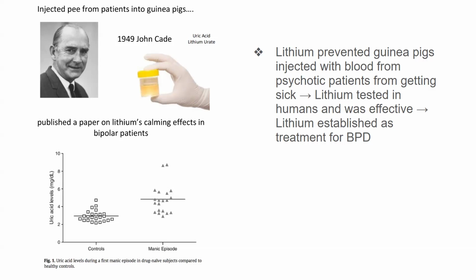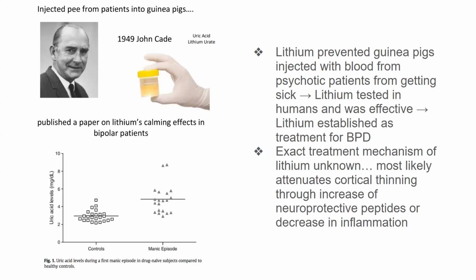And so even though we used to believe that lithium broke down uric acid levels, we now think it works through another mechanism. We think it's increasing neuroprotective peptides, or it's decreasing inflammation in the brain, which is why we see a rescue of cortical thinning in these bipolar patients. As we know, cortical thinning is a characteristic of bipolar disorder, and lithium is thought to rescue or attenuate this. So lithium will increase gray matter thickness in the brain through possibly neuroprotective peptide release or a decrease in inflammation.